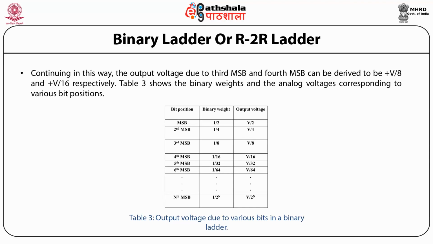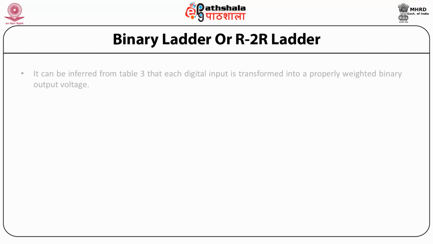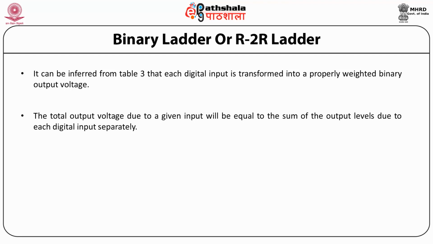Continuing in this way, the output voltage due to third MSB and fourth MSB can be derived to be plus V by 8 and plus V by 16 respectively. The table shows the binary weights and analog voltages corresponding to various bit positions. It can be inferred from the table that each digital input is transformed into a properly weighted binary output voltage. The total output voltage due to a given input will be equal to the sum of the output levels due to each digital input separately.